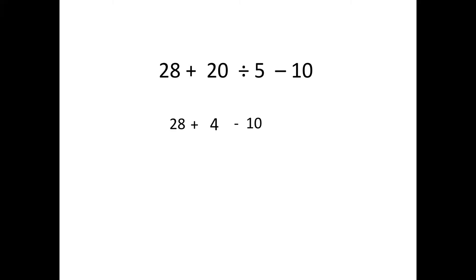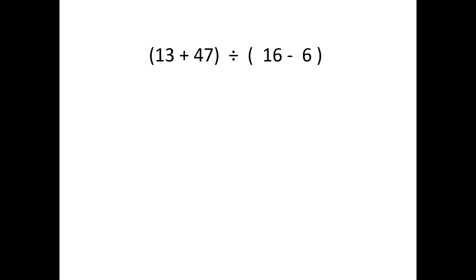Now I have plus and minus. What to do first? I told you, if we have plus and minus in the same question, you will work from left to right. What do I have to the left? The plus. So I will do the plus first. 28 plus 4 will give you 32. Then I will put the negative 10 as it is. Now I have 32 minus 10, it will give you 22.